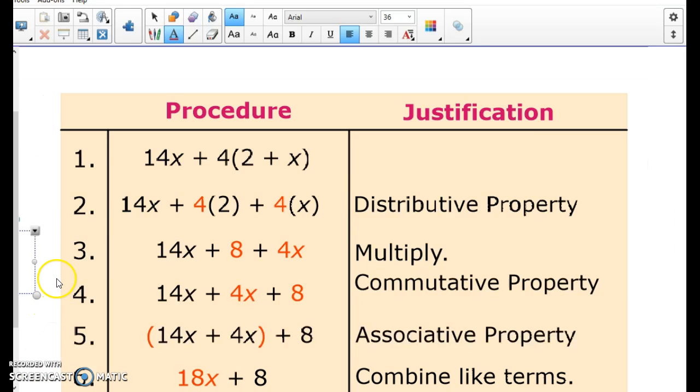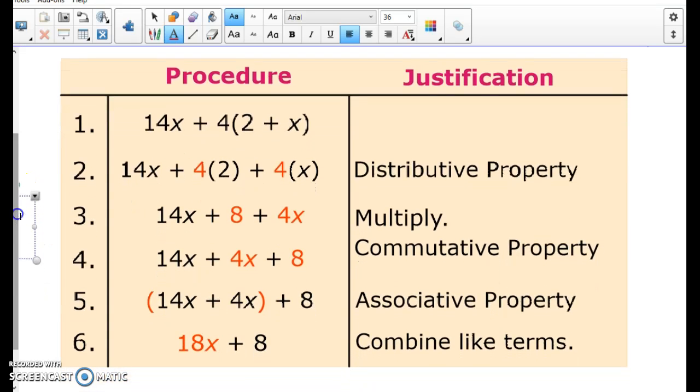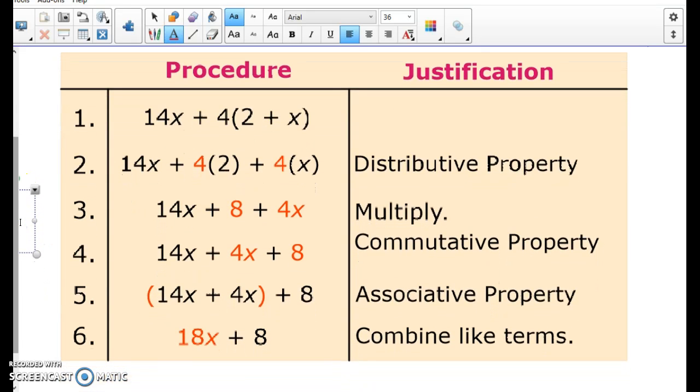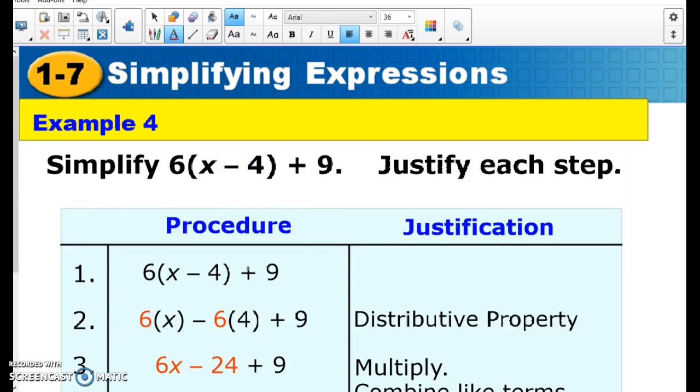Then you will have a couple problems in the book that look like this, where you need to write out exactly what you did with each step and each property. So if I'm going with 14x plus 4, and then parentheses 2 times x, well, first thing you're doing is using the distributive property. And then you're going to multiply, and then you use the commutative property to switch them around, then the associative property to group them differently, and then you're just going to combine those like terms.